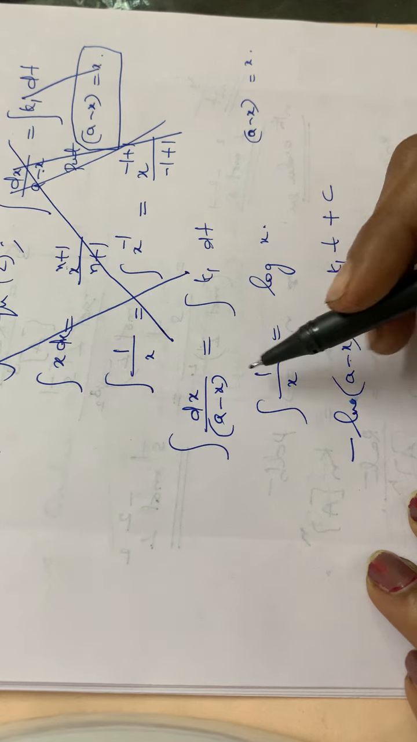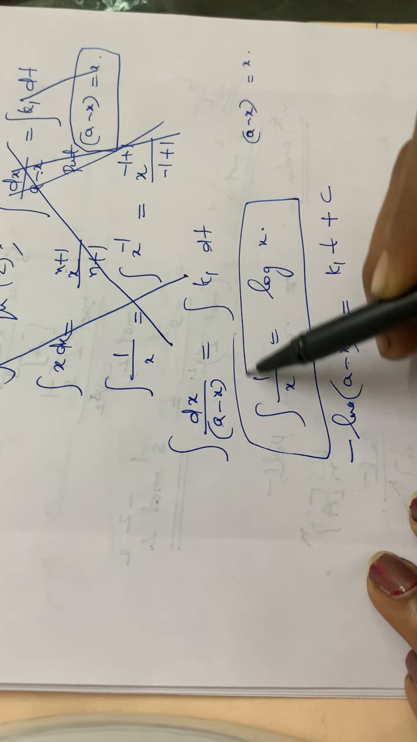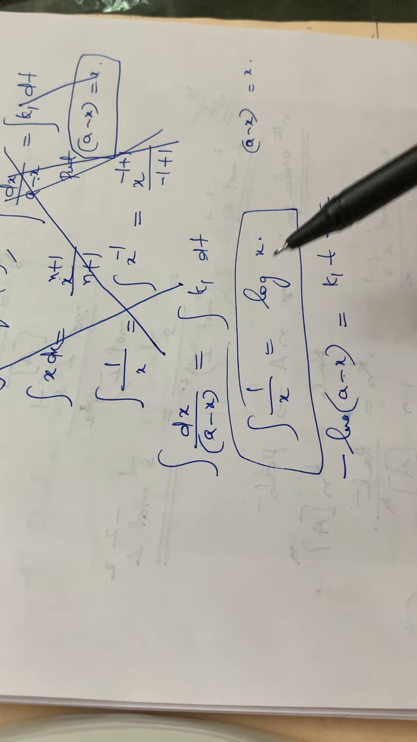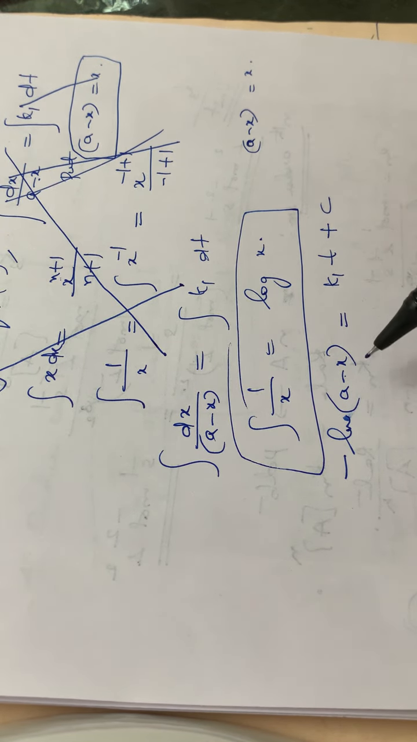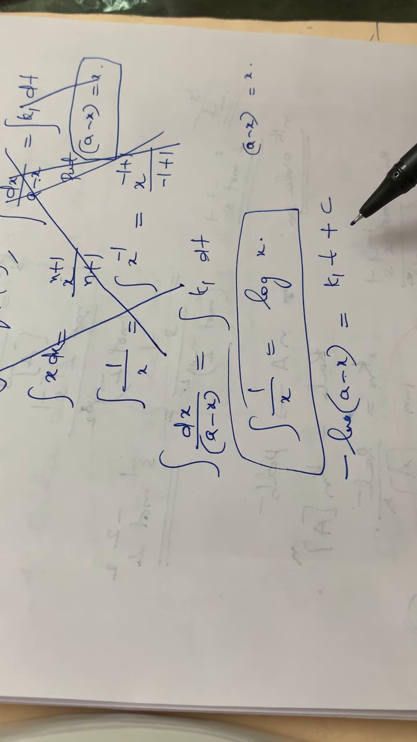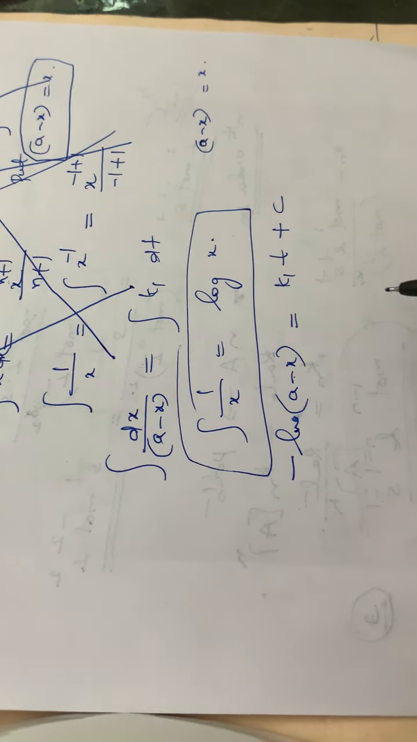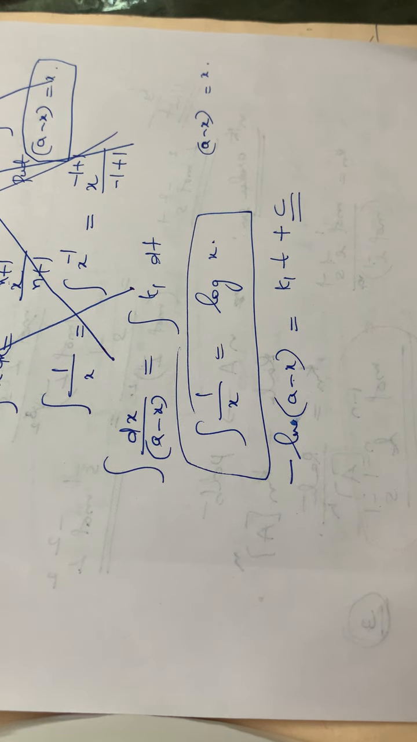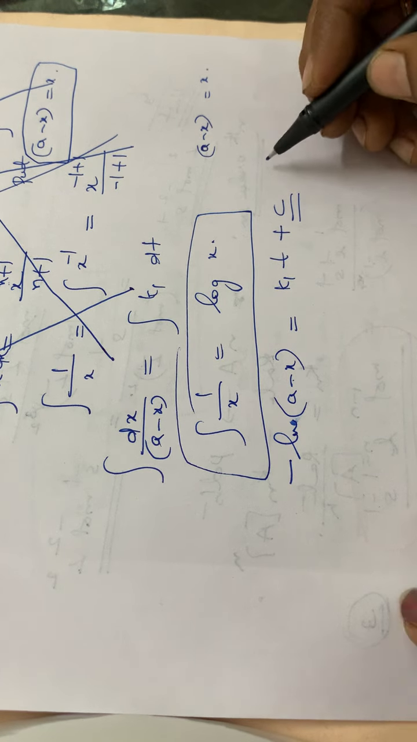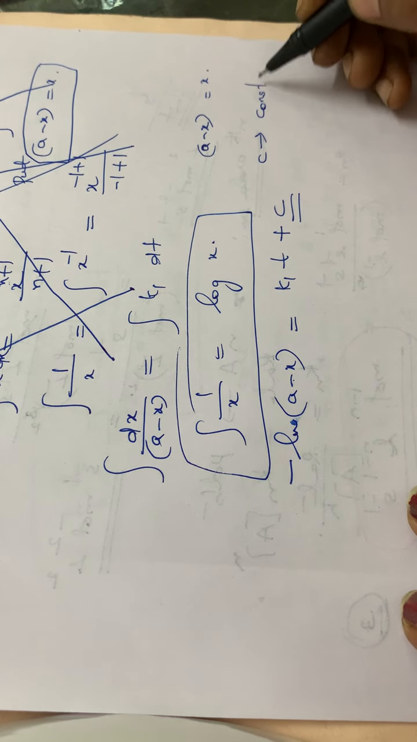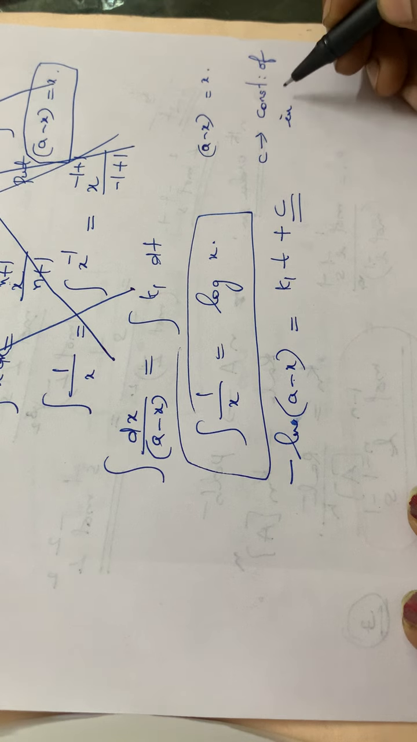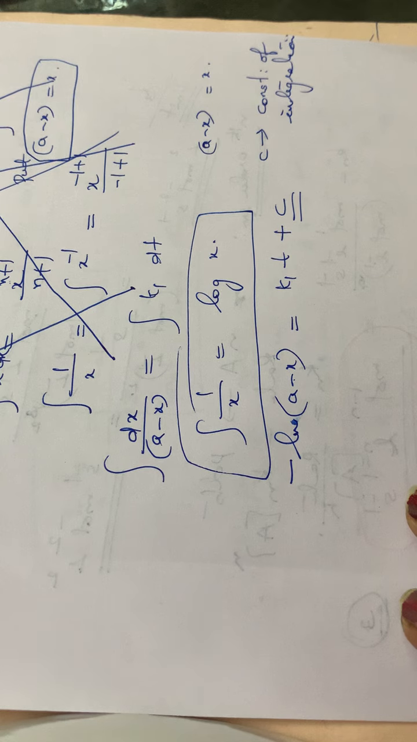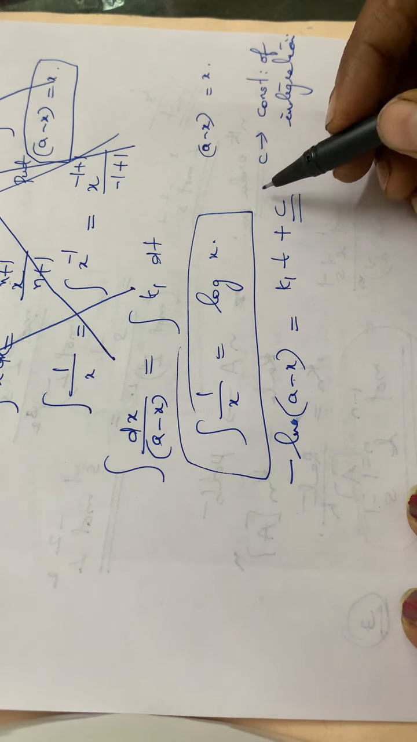So here you have to keep this equation in mind: integral of 1 by x is equal to log x. Here this is in the form of integral of 1 by x, which is equal to log x. That is minus ln a minus x is equal to k1 into t plus c. Then the next step is you have to find out the value for this constant of integration. Here c is called the constant of integration. Then you have to find out the value for c.